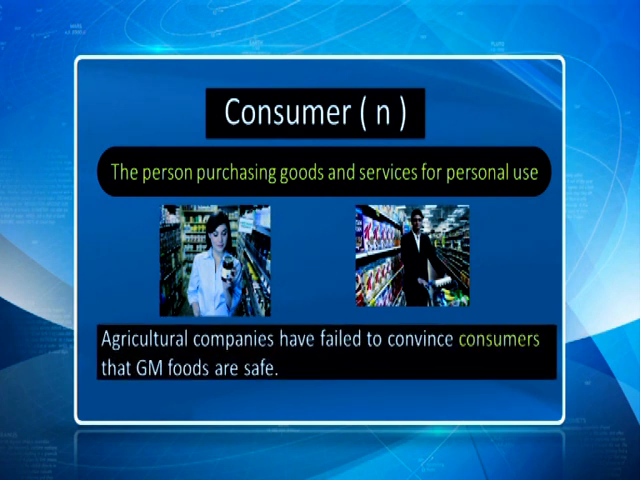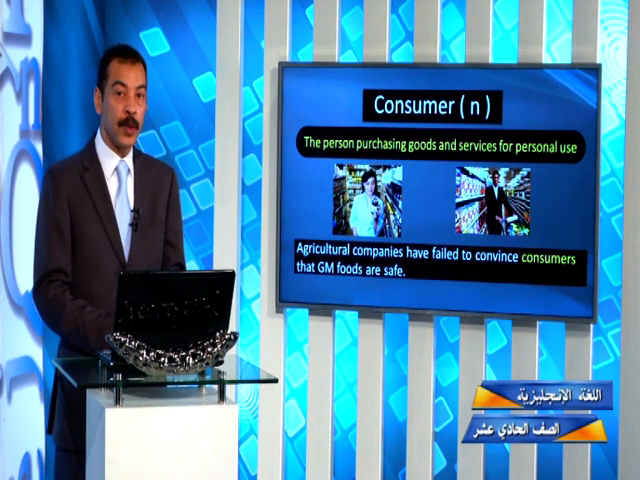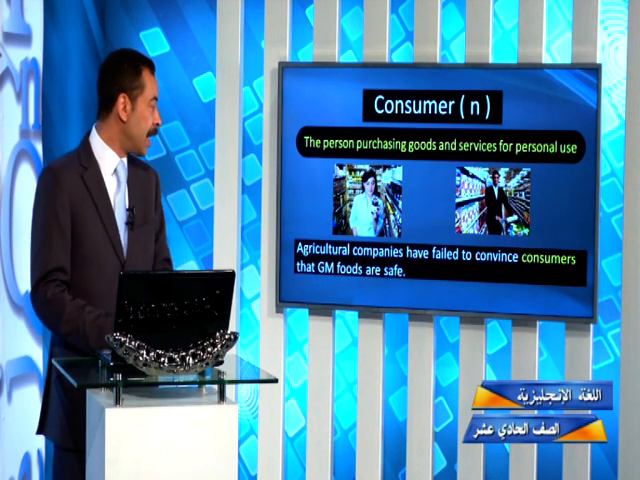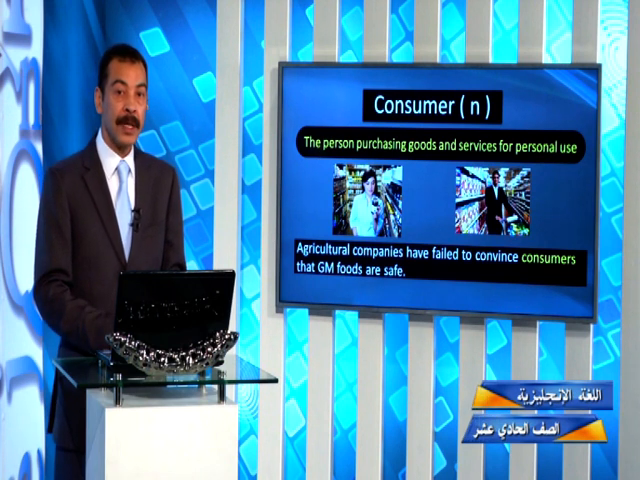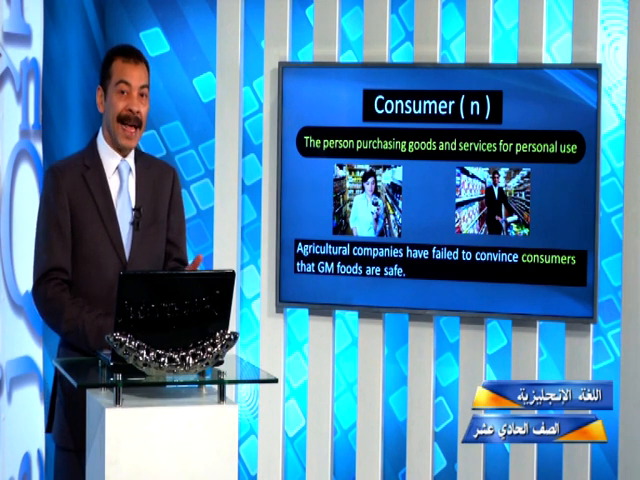An example to illustrate this word could be, agricultural companies have failed to convince consumers that GM foods are safe. GM here means genetically modified food. So agricultural companies have failed to convince or to persuade consumers that genetically modified foods are safe, because many people doubt the safety of GM food, okay? We are all consumers, and there is a saying which says that the consumer is always right, okay?